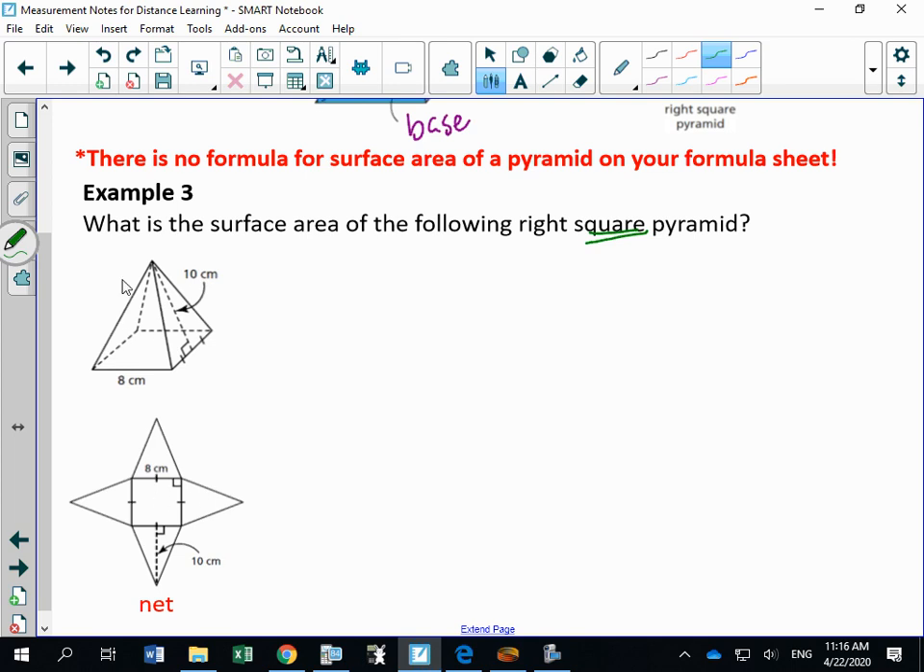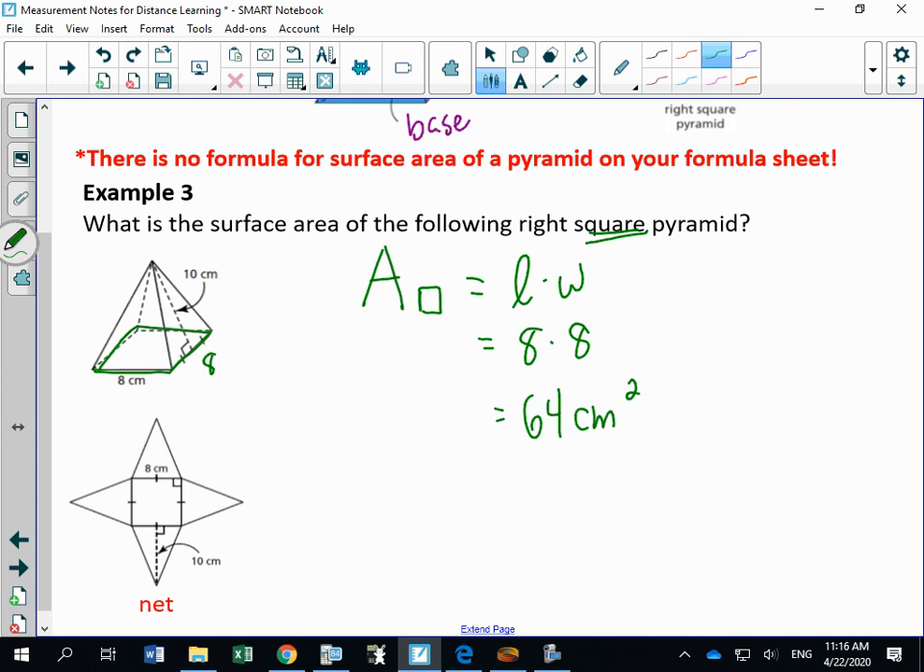If I said, well, paint this, what would you be painting? You would be painting the base, which is the area of a square, right? So what's the area of a square? Length times width, which would be 8 times 8, because this is also 8. And 8 times 8 is 64 centimeters squared. So that's the area of the square.